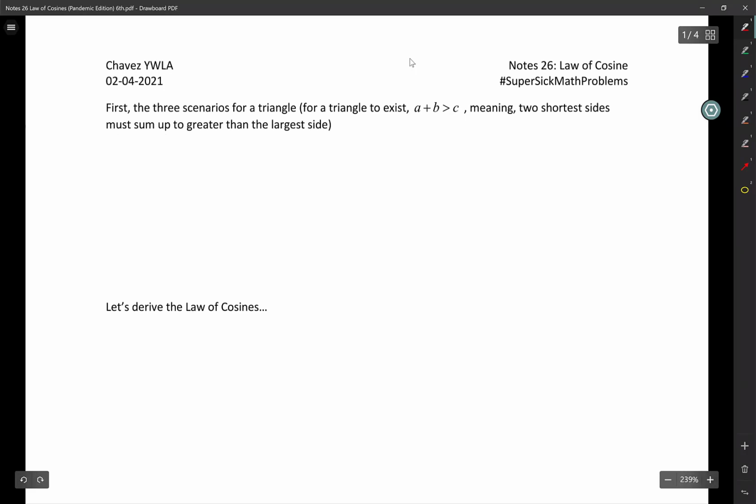All right, guys, notes 26, super sick math problems. It's pretty straightforward. This is geometry. The first three scenarios for a triangle. So we're talking about triangles, guys. We're going to derive the law of cosines in a little bit.